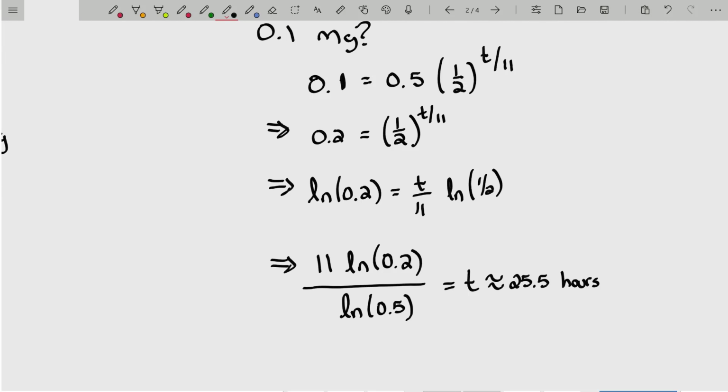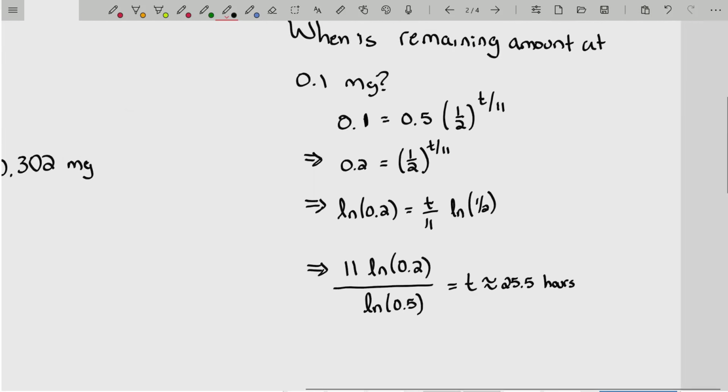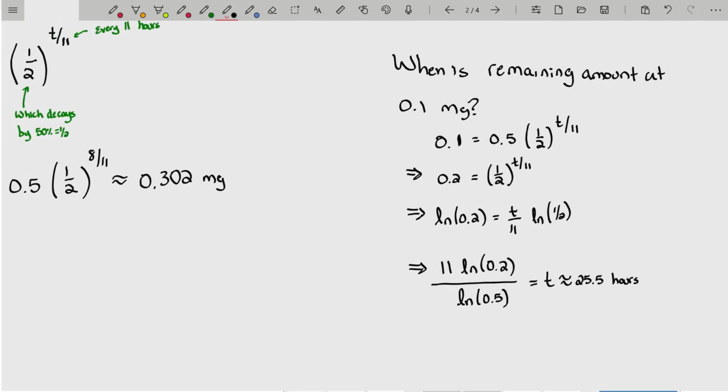25.5 hours. Essentially, for that amount of Xanax to decay to 1/10 of a milligram in the person's bloodstream, it takes a little over a 24-hour period. So I didn't want to lose that opportunity to showcase other styles of questions you could be asked. There are many other ways to ask this.